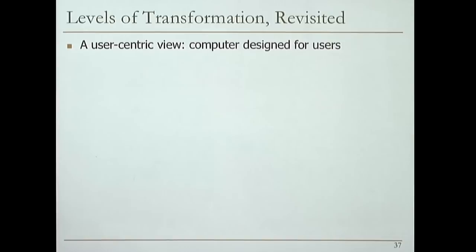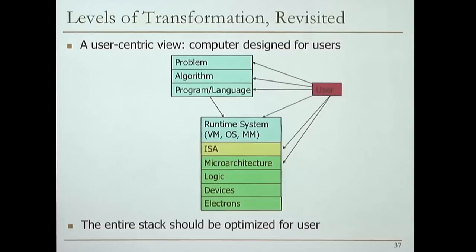Okay, let's revisit the levels of transformation. This is another view of the levels of transformation, and we'll take a break after that. Basically, you can take another issue with the levels of transformation that I showed earlier. It doesn't have the user in it, right? But today, most computing systems are designed for users. Users interact with these systems, right? And different users interact at different points. Some users interact by specifying the algorithms, programming. Some users interact with the microarchitecture. And some of those users are programmers. Some of those users are real users of the system.